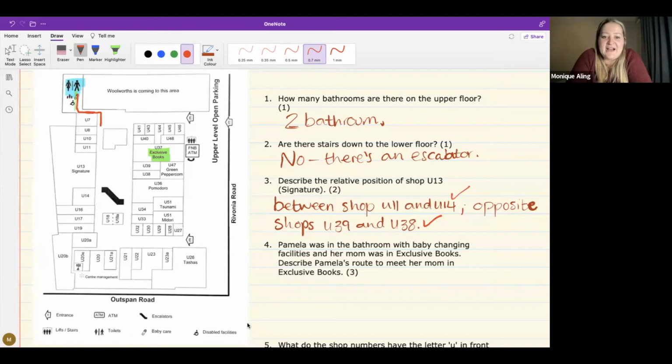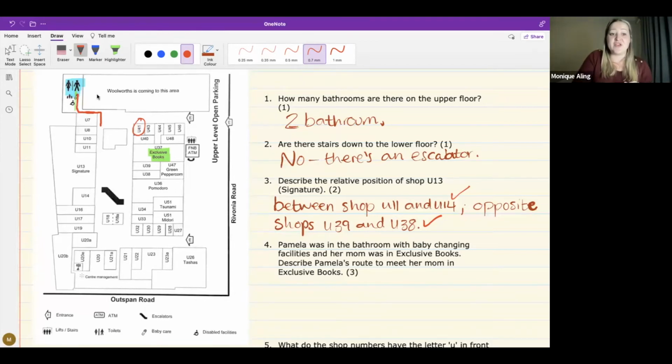Okay, let's see. Ayabonga: turn right, then turn to your first right again, pass shop 14 and 40, then to your left is Exclusive Books. Okay, so just be careful, this shop over here is 41. And then you're walking down there on your left. Yes, is Exclusive Books. Well done.